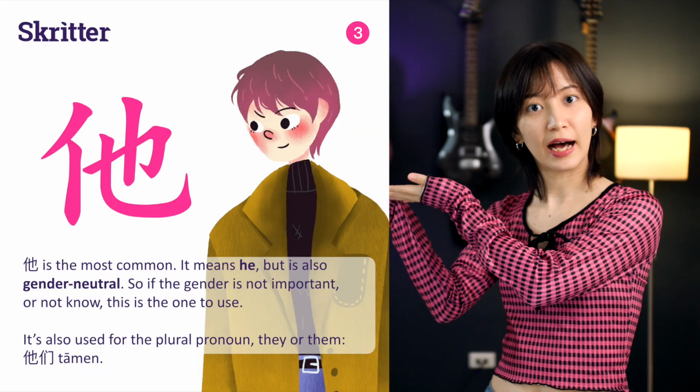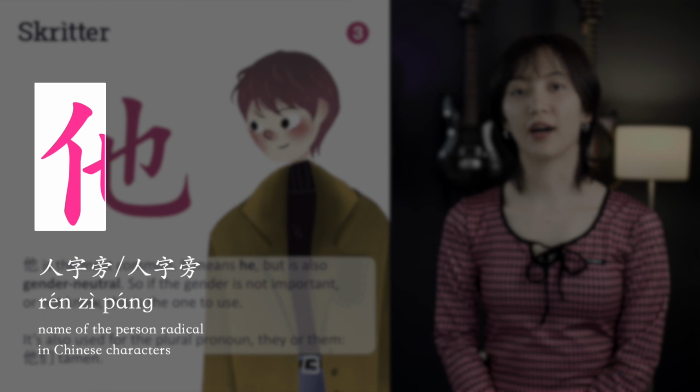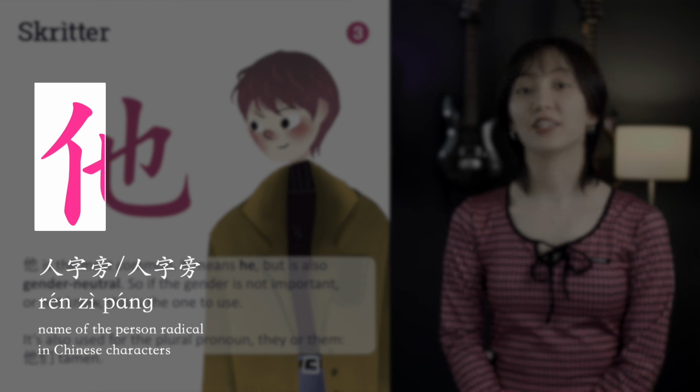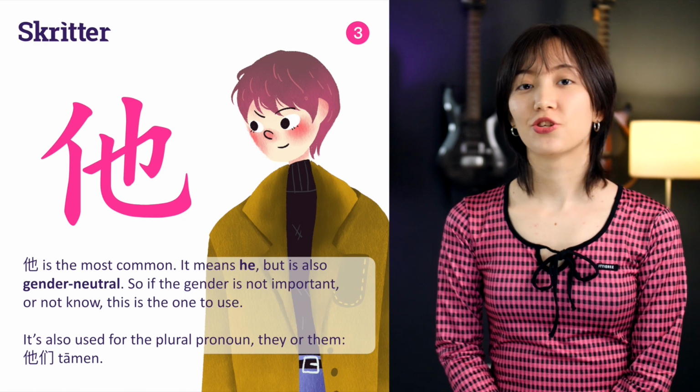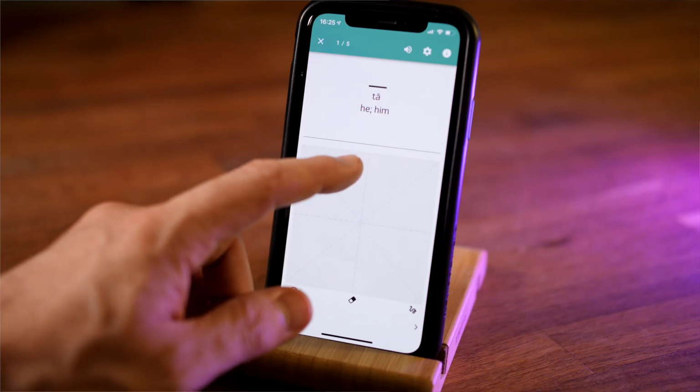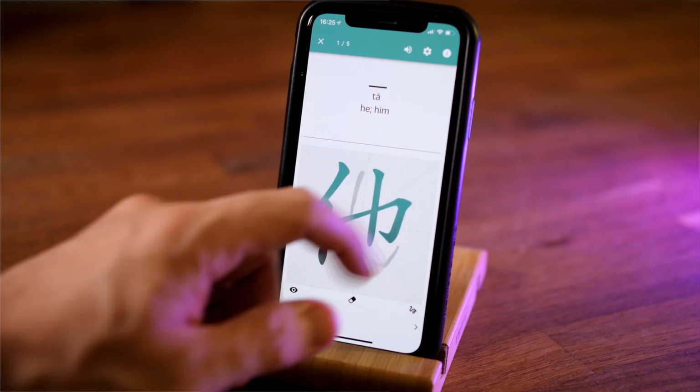So when to use 他? 他 with a human radical, 人字旁, means he, and it's the most common one. And it's also gender neutral. So if you don't know the gender of the person, or it doesn't matter, you can just use this 他.